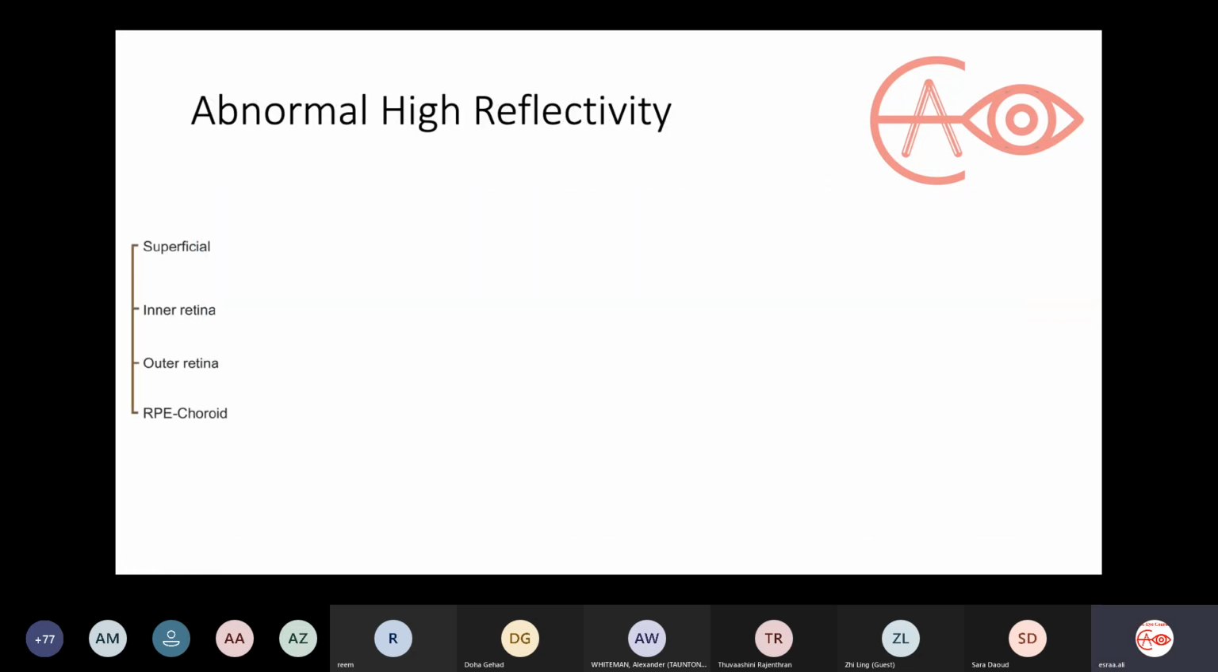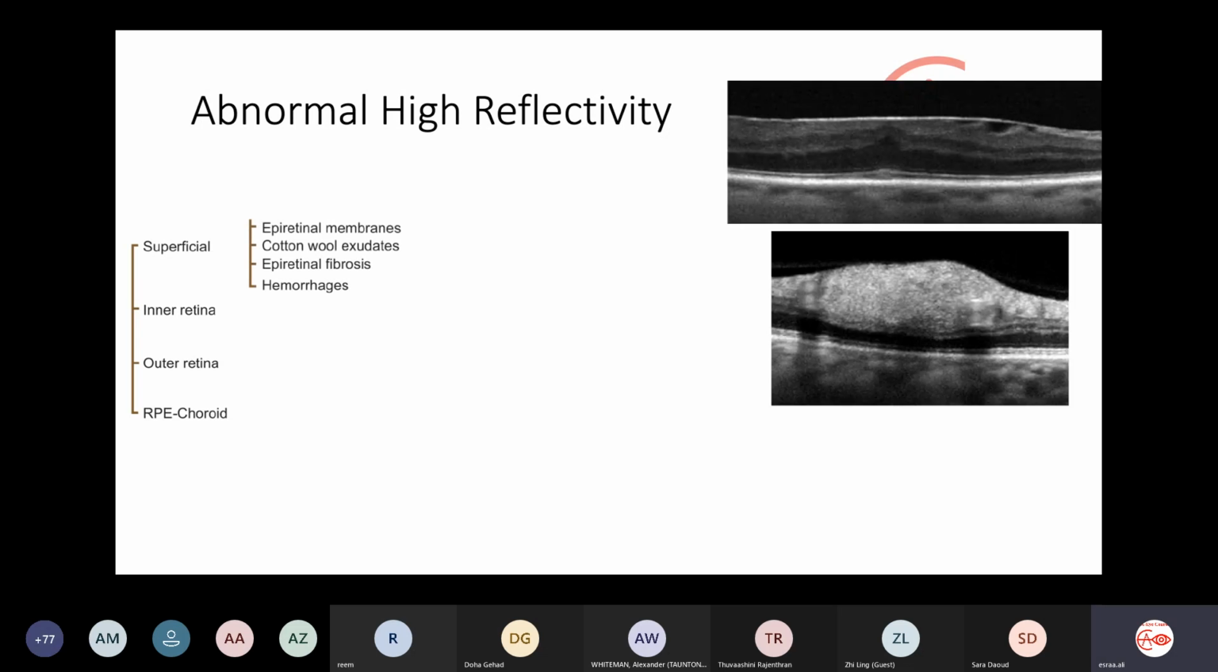So what if you have abnormal high reflectivity? So you have something that is whiter than it's supposed to be. So let's have some examples. So here you have a very bright white line in front of your retina. So if it's something over your retina, it's an epiretinal membrane. Here you have a diffuse hyperreflective structure in your inner retina. This is most probably a cotton wool spot.